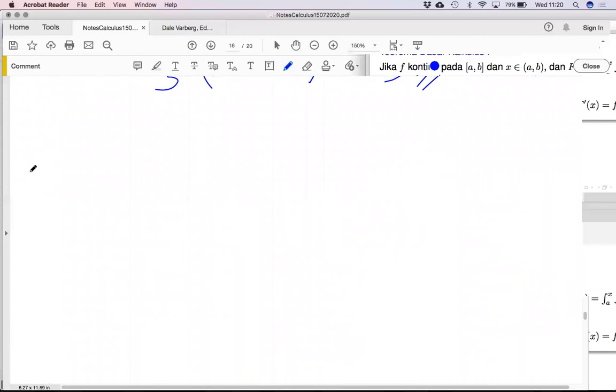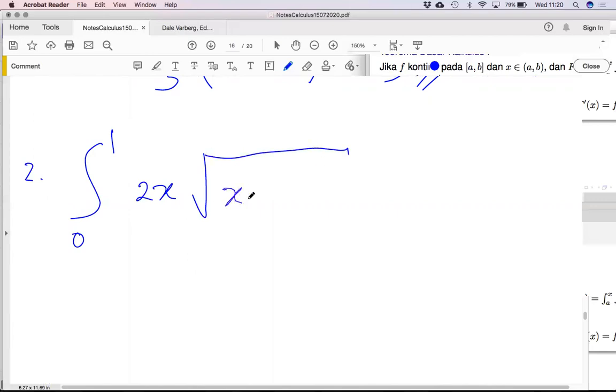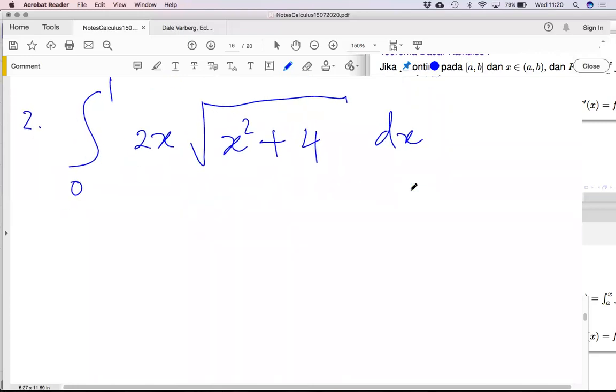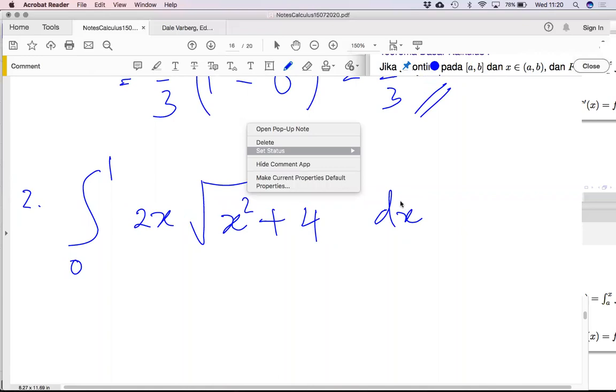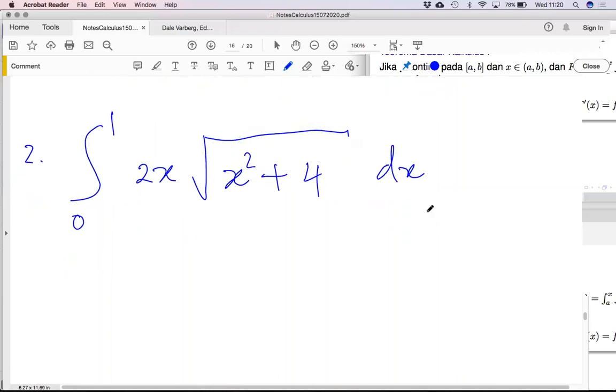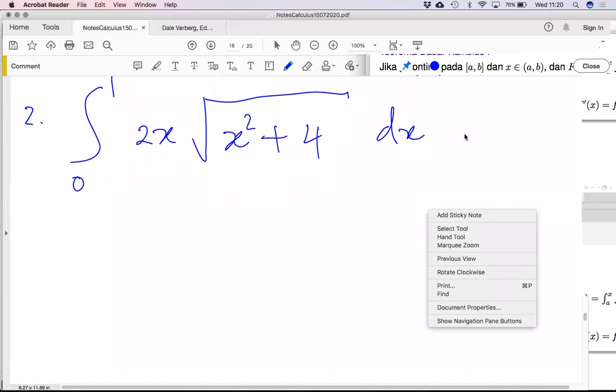And so let me give you another example. Calculate the integral from 0 until 1 of 2x times the square root of x squared plus 4, for example, dx. Obviously the basic integration rule cannot apply directly here because the integrand is not matched with the variable of integration. So you need to use the substitution method.